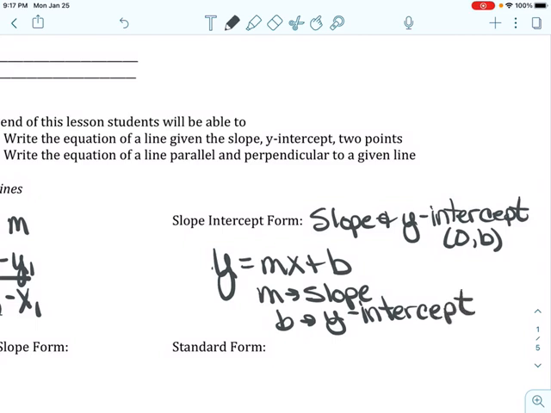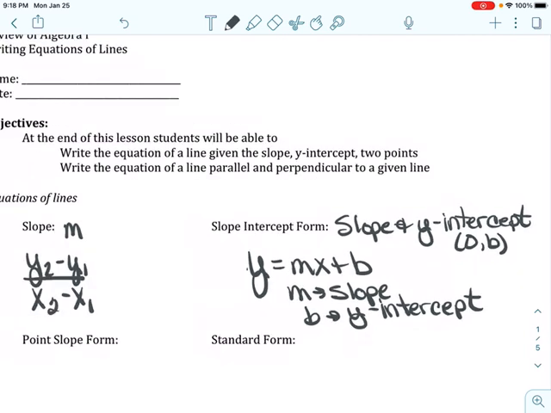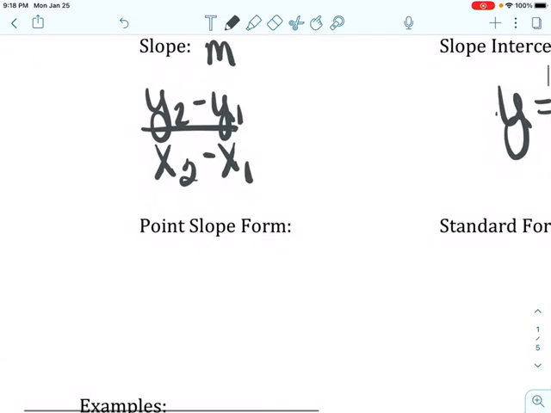Remember that x and y are representing all those infinitely many points that are on the line. So we want to make sure we understand we're not going to put values in when we write the equation. We may do it for other things, but when we're writing our final equation, there's never any numbers in for x and y.